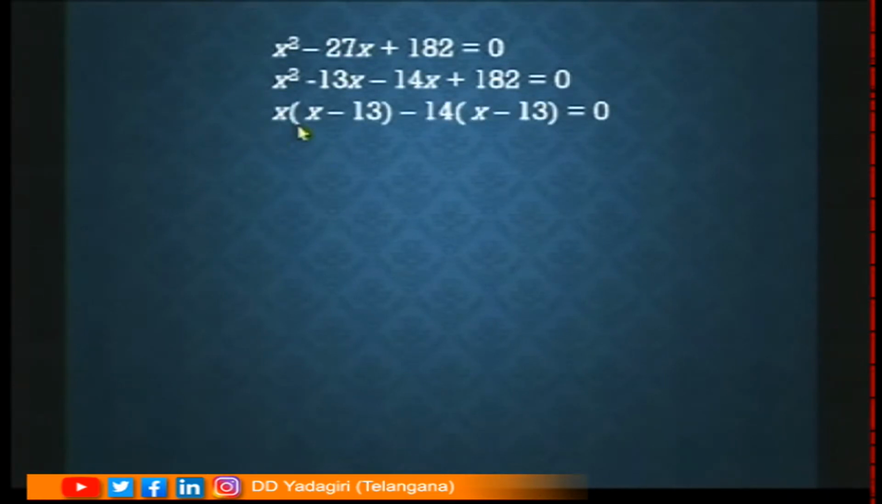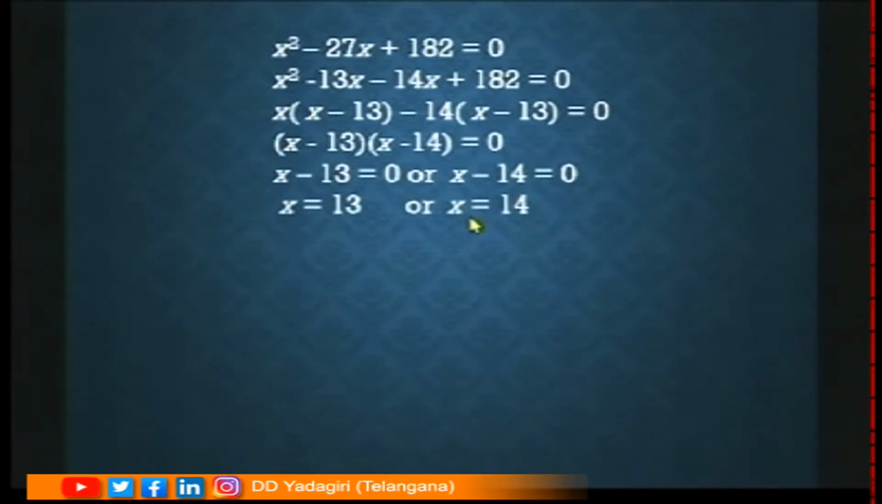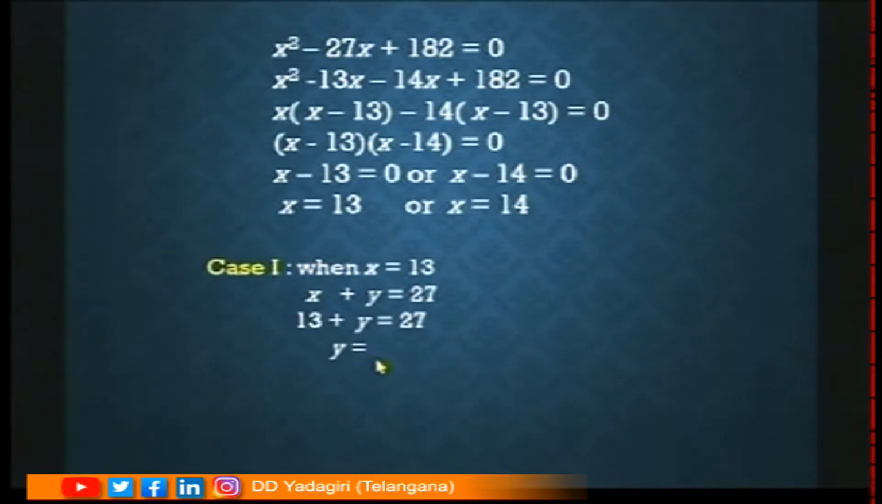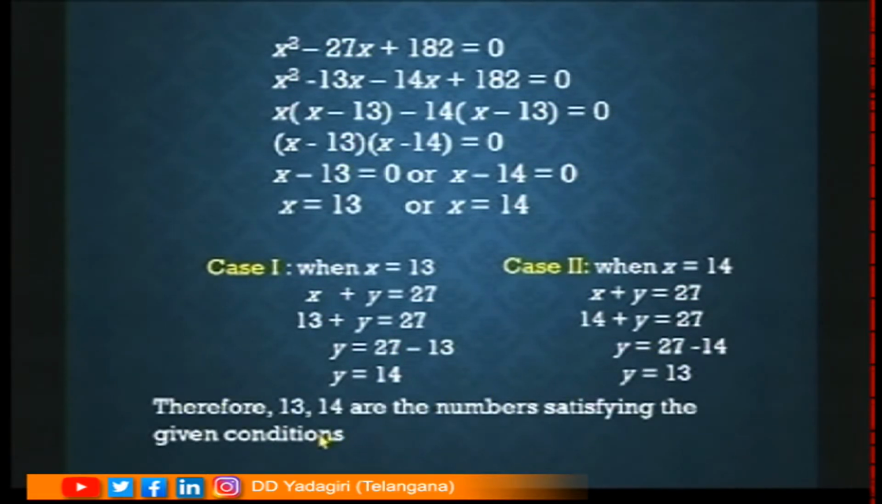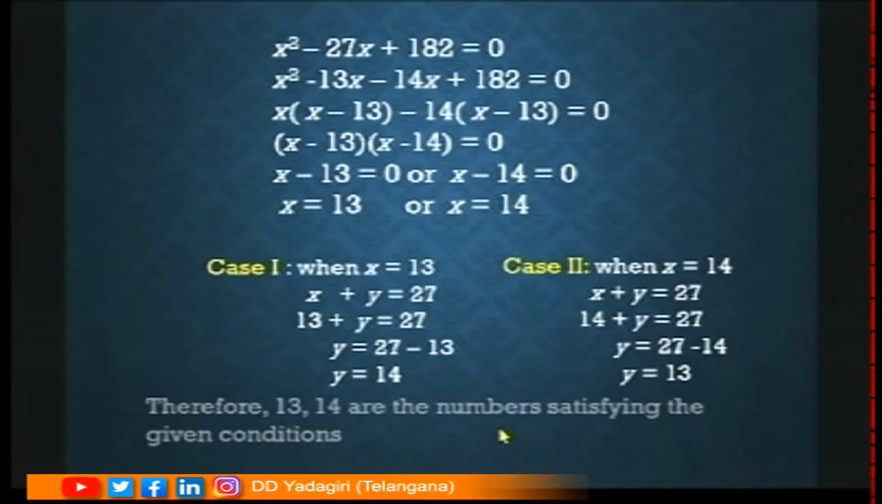When I take common and write the terms, I get x into x minus 13 minus 14 into x minus 13 is equal to 0. Since x minus 13 is common in both the terms, I take it as common and write it as x minus 13 into x minus 14 is equal to 0. So, I get x value as 13 or x value as 14. Now, here I get two cases. When x is 13, since x plus y is equal to 27, my y value comes out to be 14. And in case 2, when x is 14 and x plus y is equal to 27, my y value comes out to be 13. Therefore, 13 and 14 are the numbers satisfying the given conditions.